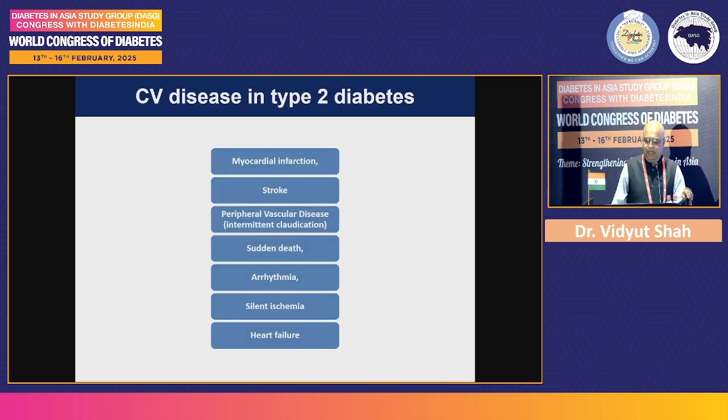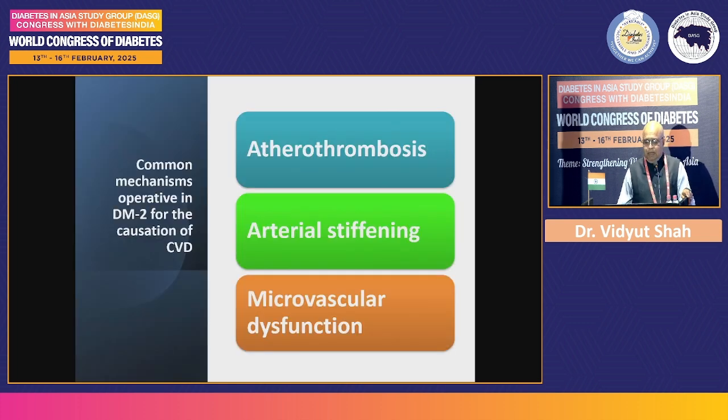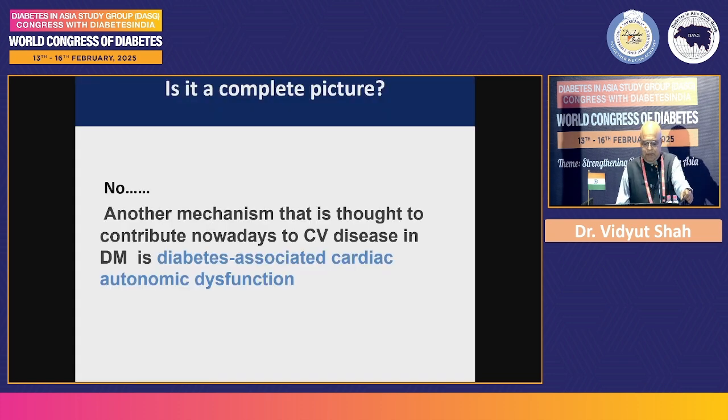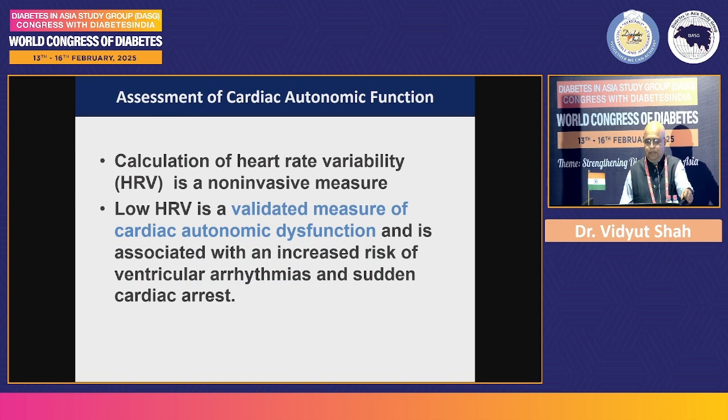We know that CV disease in type 2 diabetes is myocardial infarction, stroke, PVD, sudden death, arrhythmia, silent ischemia, and heart failure. And common mechanisms are atherothrombosis, arterial stiffening, microvascular dysfunction. But is it a complete picture? No. Another mechanism that is thought to contribute nowadays to CV disease in diabetes is diabetes associated cardiac autonomic dysfunction.